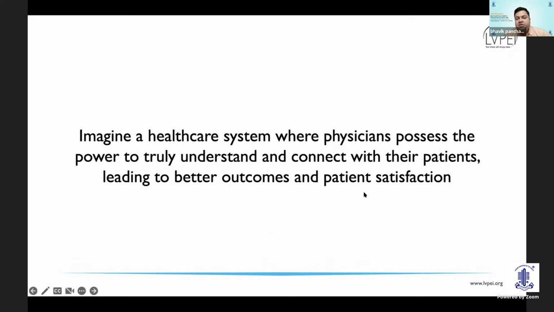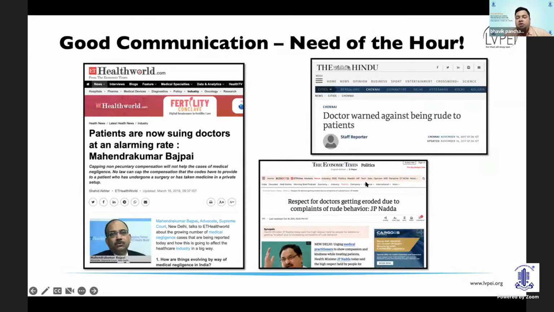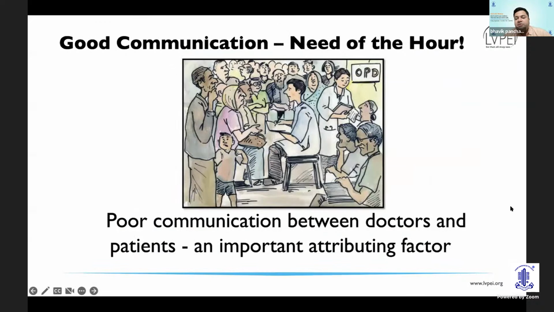Okay, so imagine a healthcare system where physicians possess the power to truly understand and connect with their patients, leading to better outcomes and, more importantly, patient satisfaction. If this is achieved, we will be able to get rid of the kind of news that we see often, like doctors facing litigations, which happen day in and day out, right? Poor communication between doctors and patients is an important contributing factor.